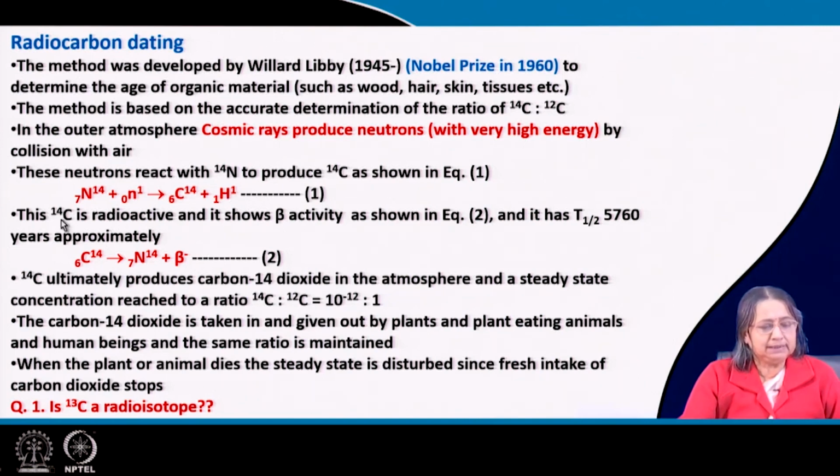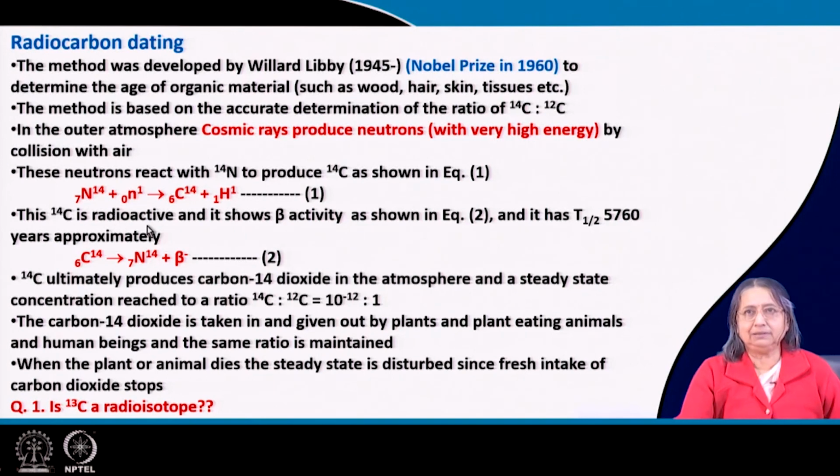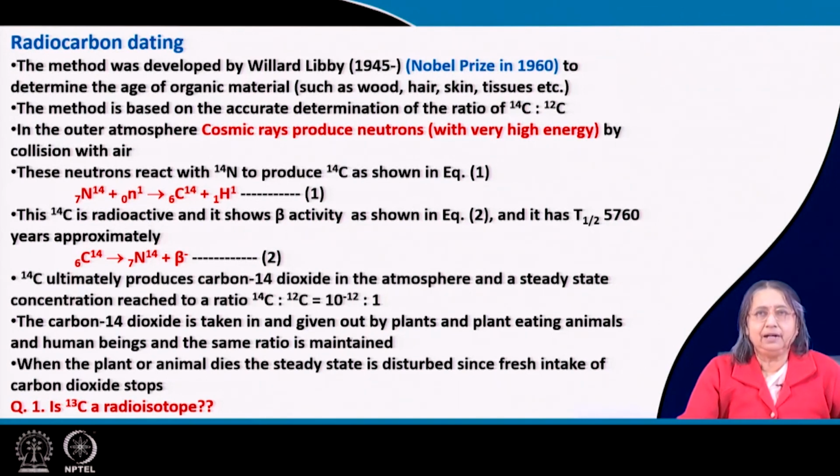Now, this 14C is radioactive. I told you that 14C is radioactive. Although it is a light element, here the neutron proton ratio is not 1. 14 and 14 means here neutrons are 14 minus 6.